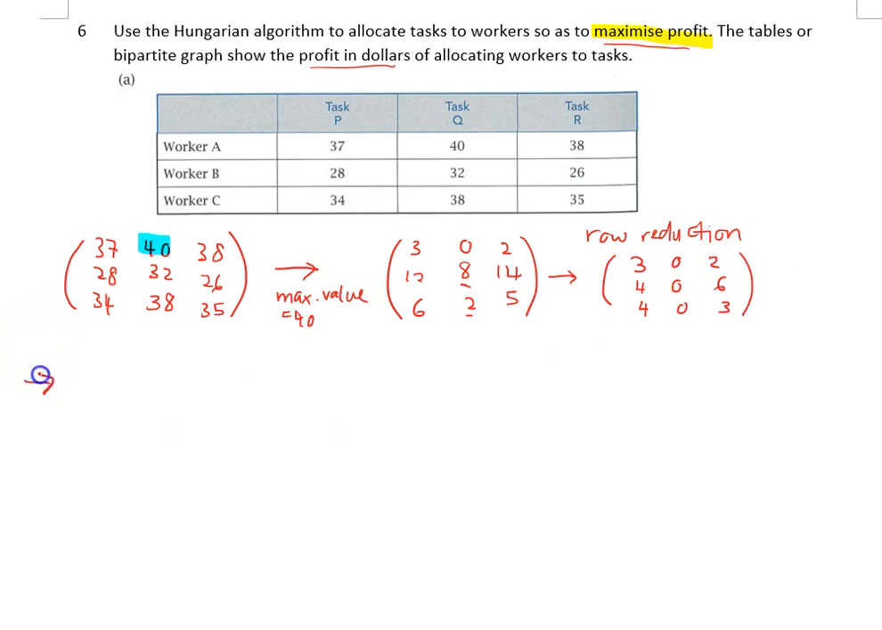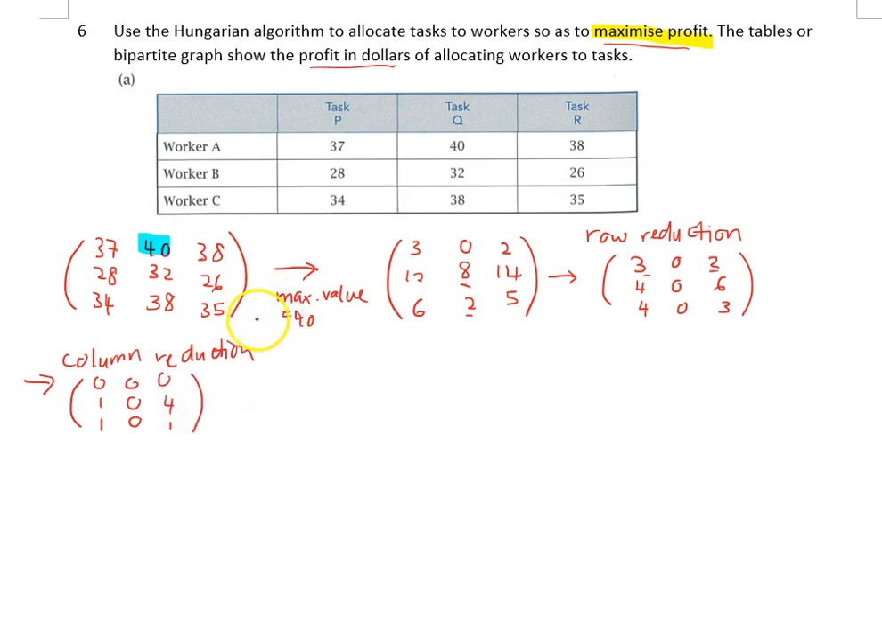So after row reduction, column reduction. You do the column reduction when a column didn't have a 0. So first column over here, 3, 4, 4, the smallest number is 3. So all the elements are going to minus the 3. So 3 minus 3, 0. 4 minus 3, 1, 1. The middle column is already 0, so you just rewrite it. The last column, the smallest value is 2, so all the elements minus 2. So 2 minus 2 is 0. 6 minus 2, 4, 1.